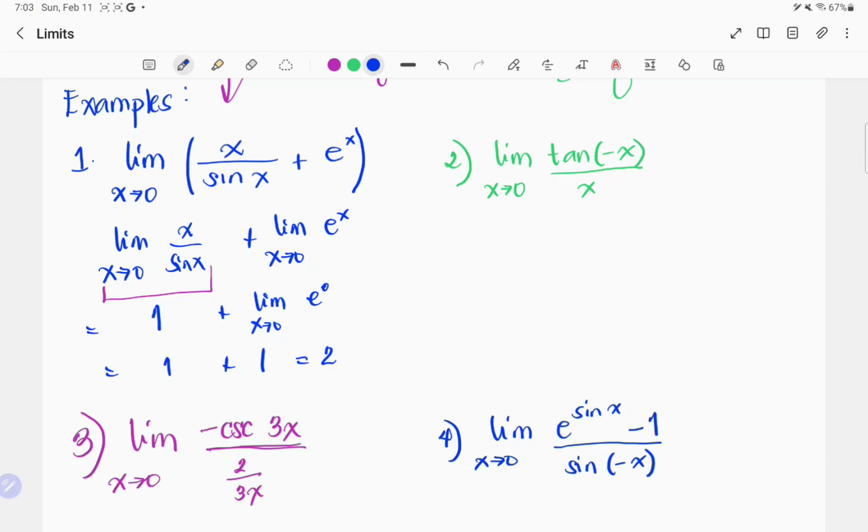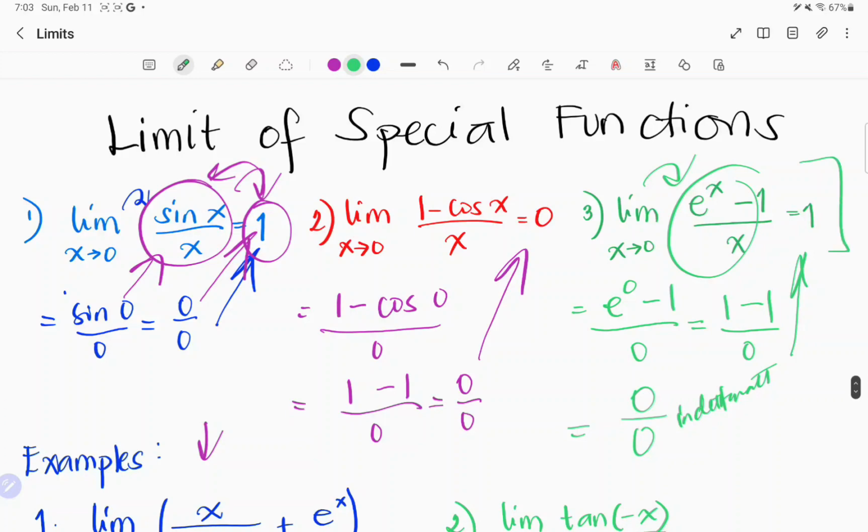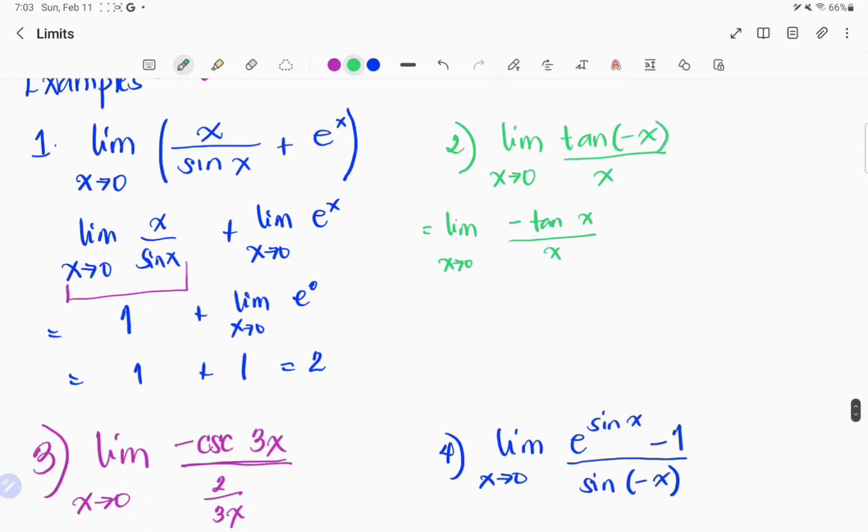Example number 2, we have the limit of tangent of negative x over x as x approaches 0. In this example, we will be using a trigonometric function to simplify that negative x in our tangent. It will become the limit of negative tangent x over x as x approaches 0, since tangent of negative x is the same as negative tangent x. But we cannot have these three functions. We have to produce these three functions in order to further simplify negative tangent x over x.